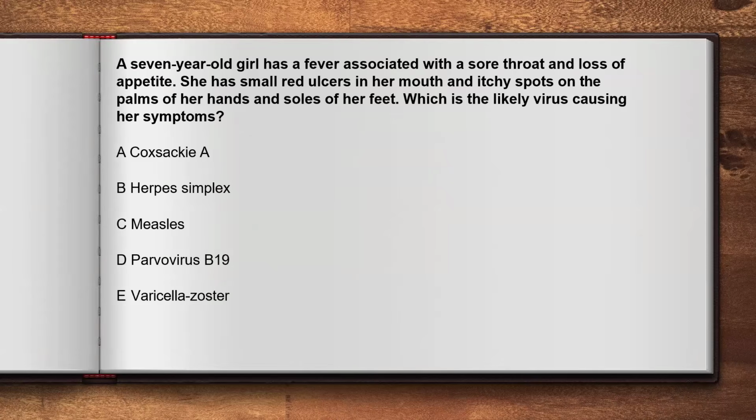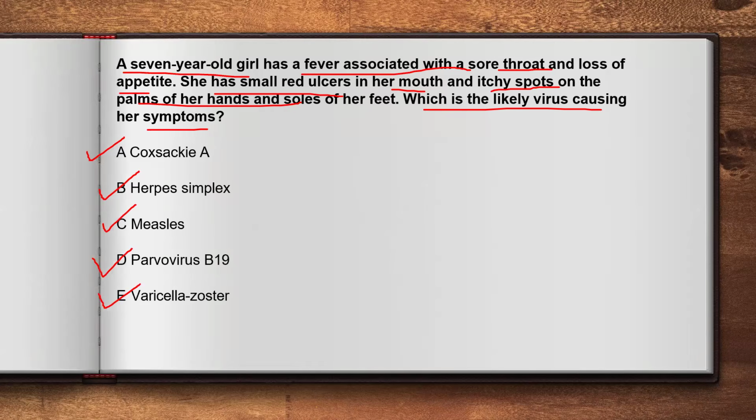All right, very easy questions, very commonly asked questions from population health in your exam. They do ask about what sort of pathogen is involved in causing what sort of virus infection. A 7-year-old girl has a fever associated with a sore throat and loss of appetite. She has small red ulcers in her mouth and itchy spots on her hands and soles of her feet. What is the likely virus causing her symptoms? Option A, Coxsackie virus. Option B, herpes simplex. Option C, measles. Option D, parvovirus. Option E, varicella zoster virus.